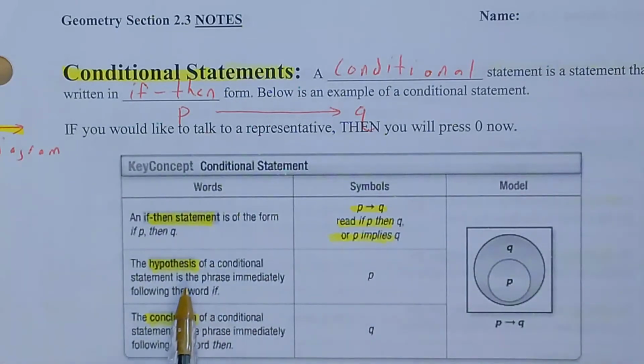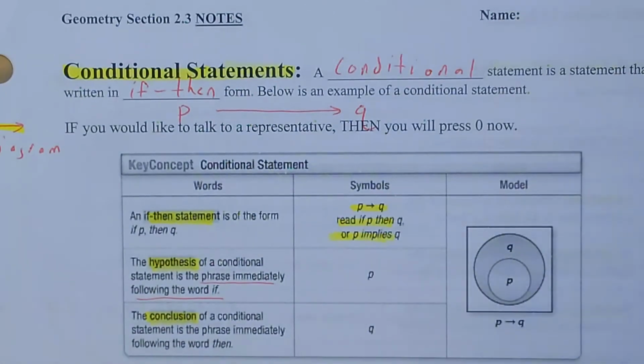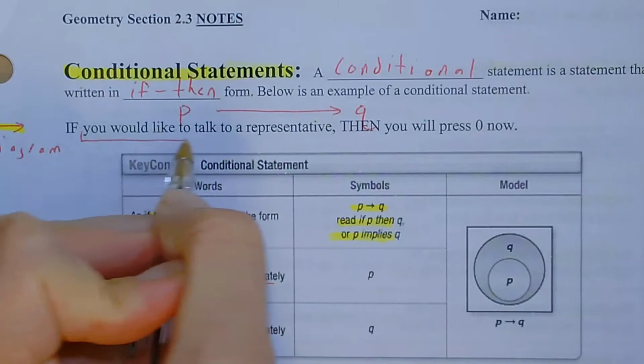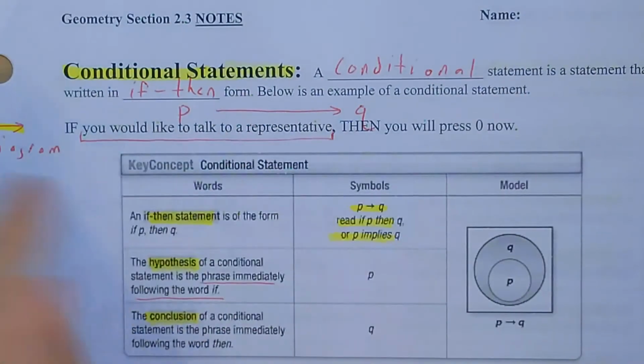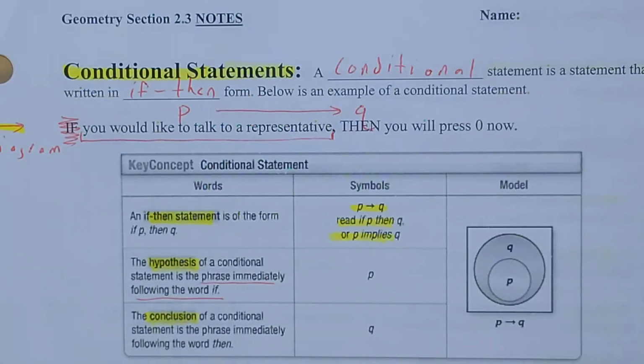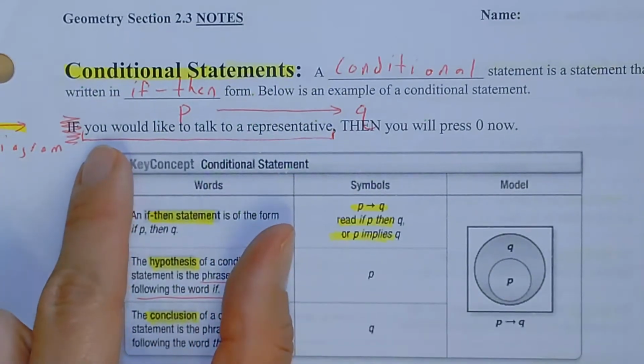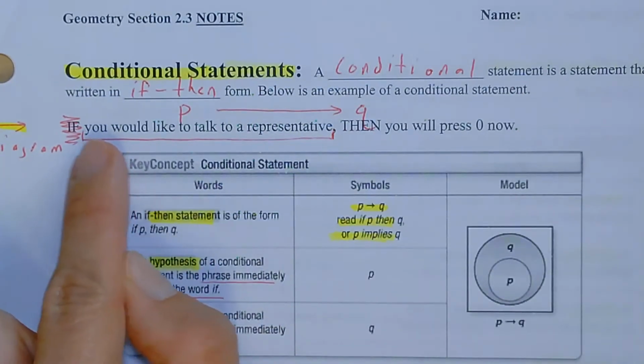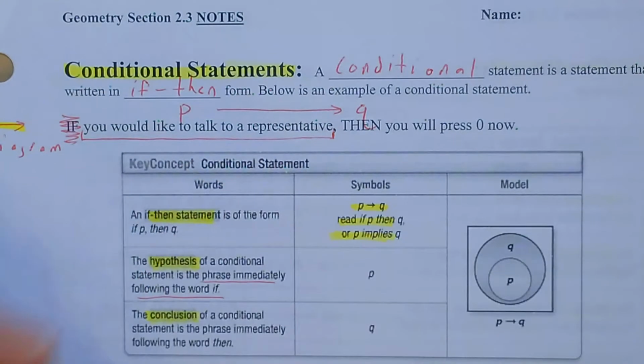When you go to diagram this idea of a hypothesis and conclusion, you have to read carefully, because the hypothesis is the phrase that follows the word if, but you're not going to include if in it. So you're going to bracket off this part. I'm even going to cross out the if, so you don't even underline it. Your hypothesis would be you would like to talk to a representative. That is the hypothesis, so I will label that with an H.